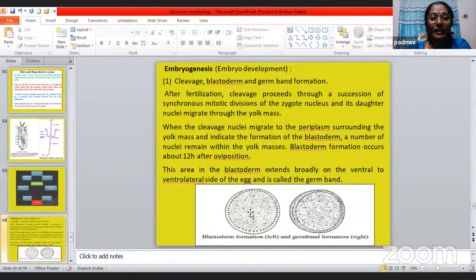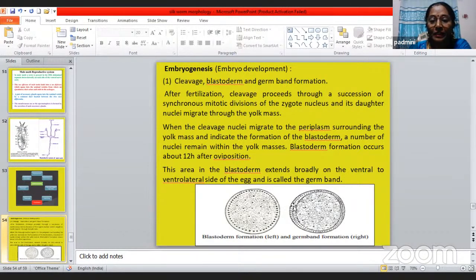So here you can see the cleavage. After the cleavage, you have a blastoderm formation and the germ band formation. That is, the cleavage proceeds through a succession of mitotic divisions of the zygote, which undergoes blastoderm formation. So you can see the blastoderm occurring on the ventral surface over here. As the blastoderm is formed, they move on to the next stage called the germ band.